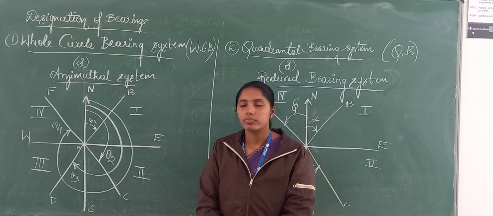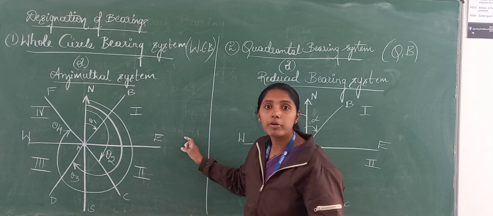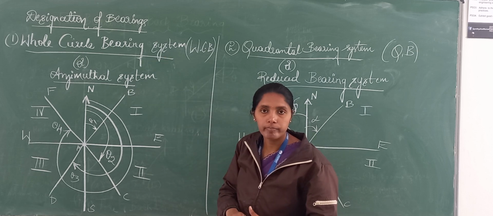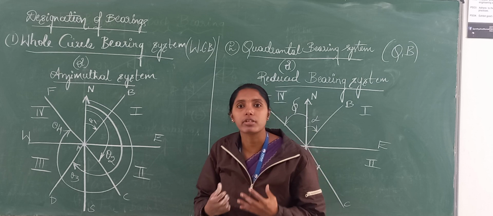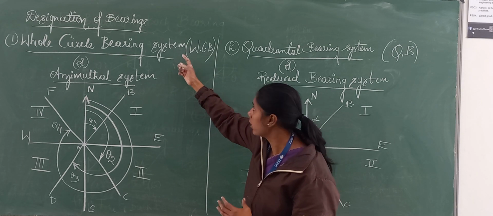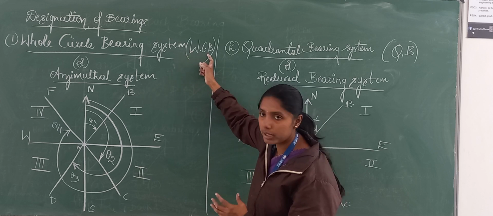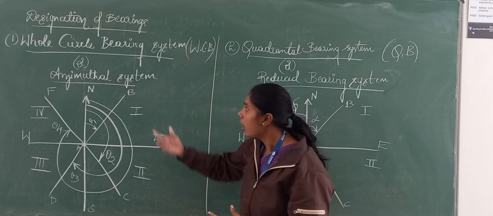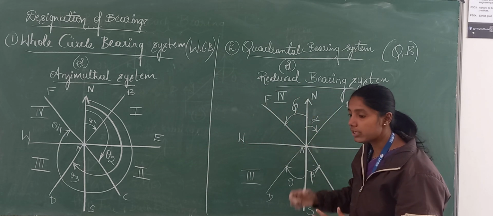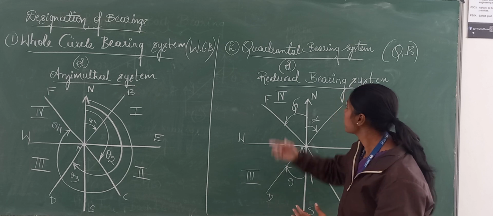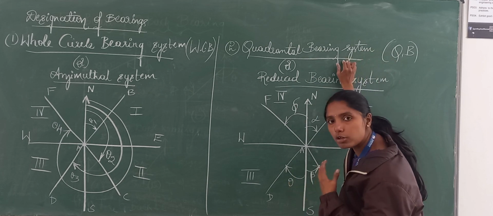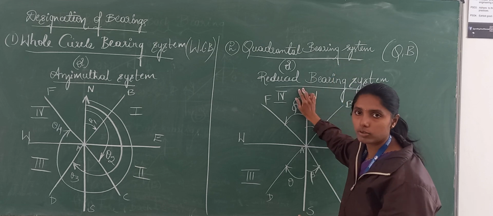Hello students, in this video tutorial I am going to explain the concept called designation of bearings. There are two ways of designation of bearings. The one is the whole circle bearing system, in short WCB, which can also be called the azimuthal system, and the other way of designating a bearing is the quadrantal bearing system, QB, which can also be called the reduced bearing system.